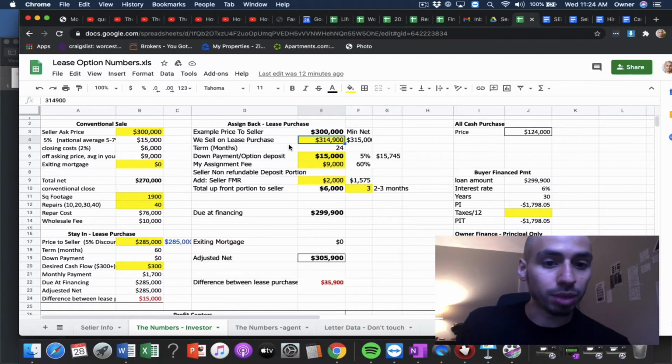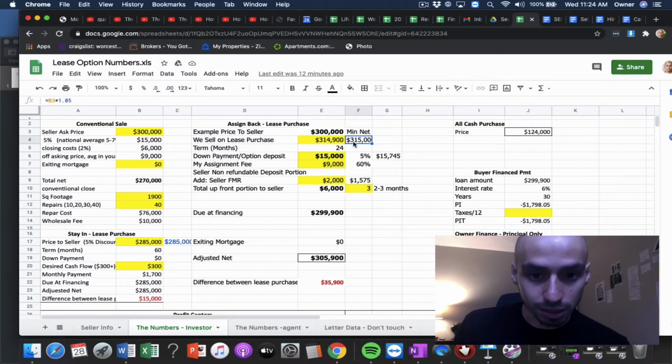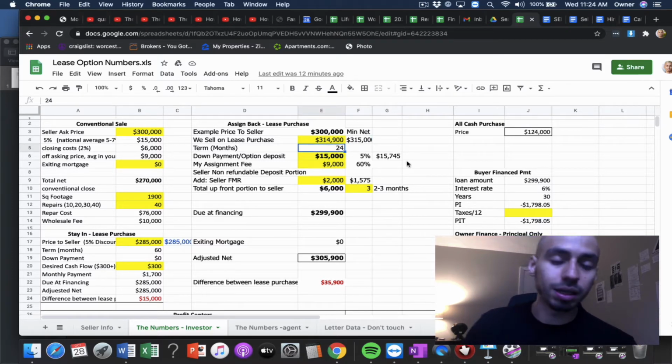So this is how I come up with the numbers. This automatically raises it 5%. You can see here 1.05. So I have an idea as far as what I want to put this at manually. And I put it at 314.9, consistent with this number. The term is always going to be 2 years. This gives plenty of time for the buyer to get qualified for financing. Usually 12 to 18 or 18 to 24 months is what the report comes back as far as how much time they'll need. So I use 24 months automatically.